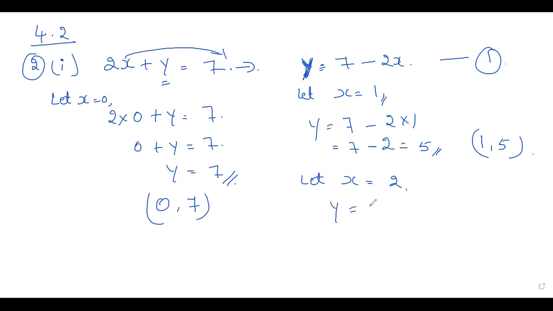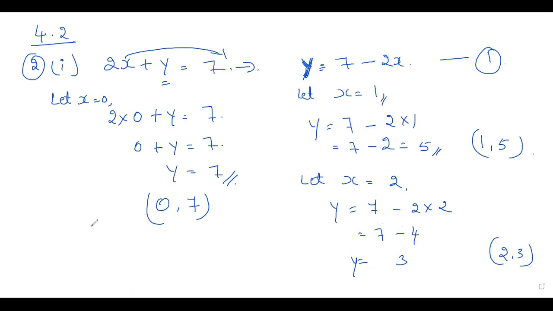Let's go on giving the values for x. We'll be getting the values of y. 2 into 2, 7 minus 4, that is equal to 3. So what are the numbers here? X is 2, y is 3.